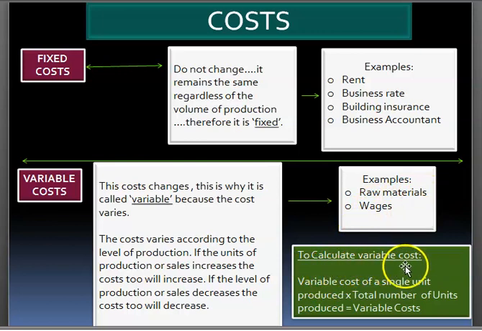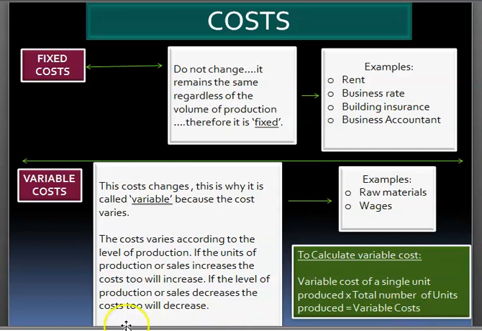So to calculate variable cost, this is what you have to do. Variable cost of a single unit produced times total number of units produced equals variable cost. To be able to calculate variable cost, you need to know how much it's going to cost the business to produce one item of the computer, for instance. Then you multiply that by how many they want to produce.